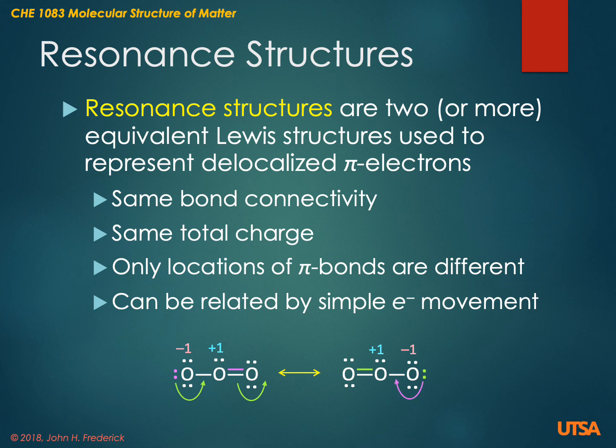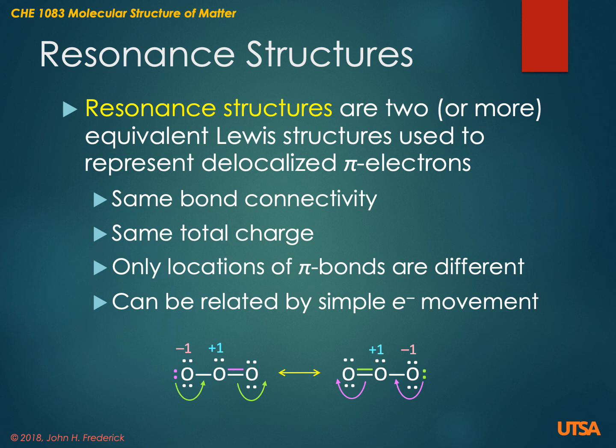Similarly, on the right, we could take the non-bonding electrons on the end, form a double bond there, take one of the two bonds in the double bond and make it a pair of non-bonding electrons on the first oxygen, and we would get the resonance structure on the left. So you can see a simple movement of these electrons can connect these two resonance structures with one another.